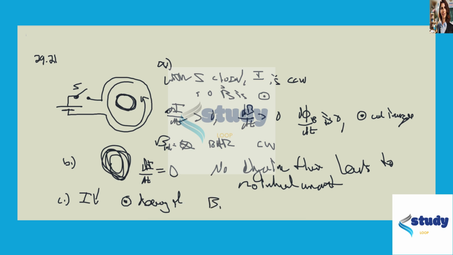Lenz's law then says that the B induced must be out of the page to oppose the out of the page decreasing. And using the right hand rule again on our little loop, that means this must be a counterclockwise current now, which is just the opposite case of part A, which is exactly what we would expect.